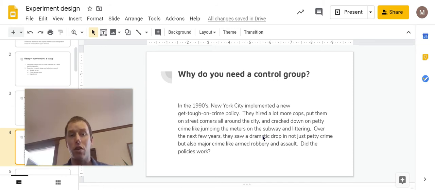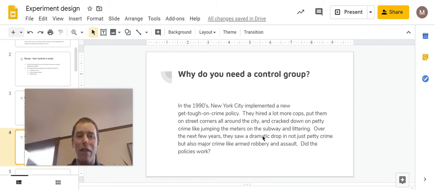One thing we could use as a control group is other cities, other major cities like Chicago or Los Angeles or San Francisco that did not implement tough on crime policies. And all of those cities also saw significant drops in crime during the 1990s. There must have been some broader effect going on. It wasn't New York City's policies per se. The crime probably would have dropped even without those policies. And in fact, the drop in crime continued even after they changed the policies later on.